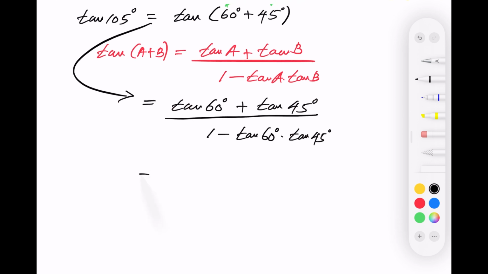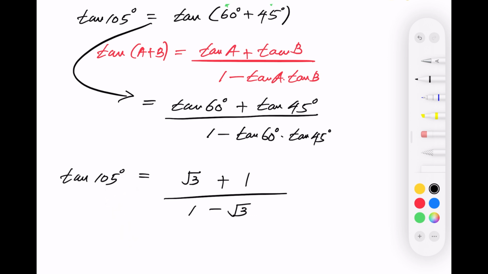We know tangent 60 degrees is equal to square root 3. Tangent 45 degrees is equal to 1. All of that has to be divided by 1 minus tangent 60 degrees, once again equal to square root 3, times tangent 45, which is equal to 1. So what we just found was the exact value of tangent 105 degrees.